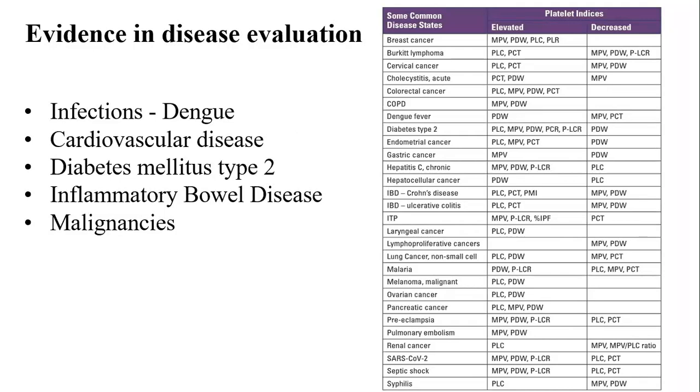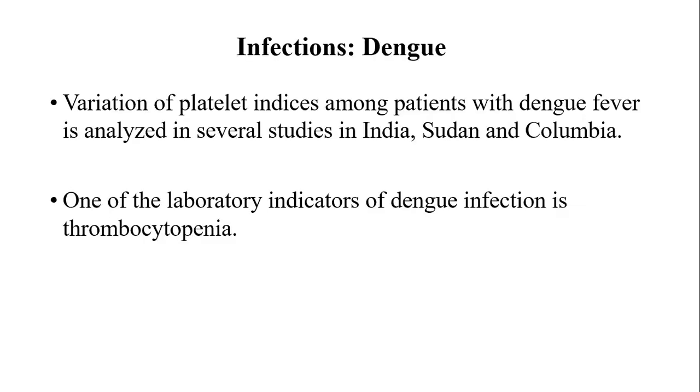Now we'll see how the platelet indices are applied in clinical medicine. As you can see here, the majority of studies are done among patients with cancers. However, I'll discuss a bit about commonly seen diseases in our medical wards. The first disease is dengue fever, and studies regarding platelet indices are done among patients in India, Sudan, Colombia, and Thailand, representing the main three continents affected by dengue fever.